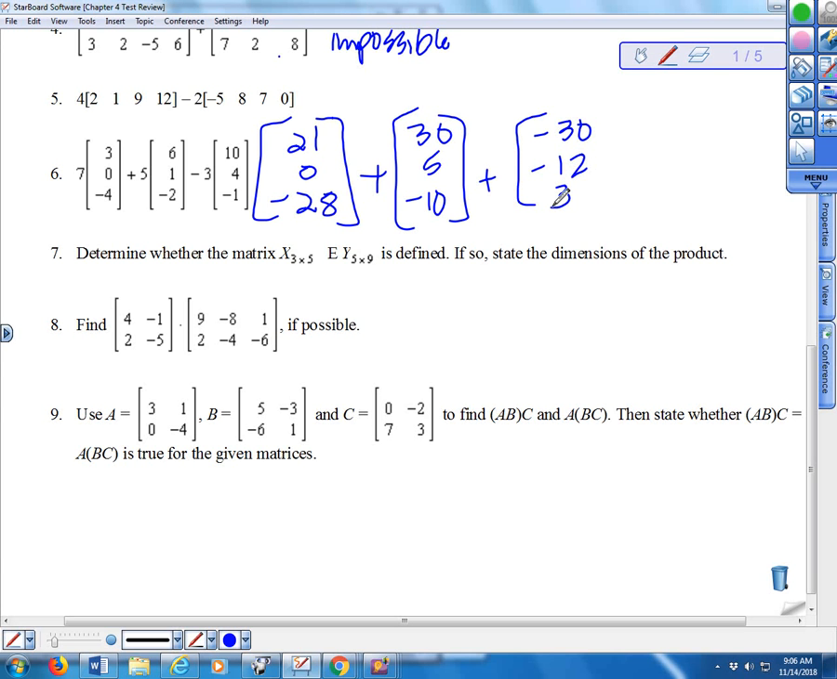And now I can add all of these together. 21 plus 30 minus 30 is just 21. 0 plus 5 minus 12 is negative 7. Negative 28 minus 10 is negative 38. Plus 3, negative 35.